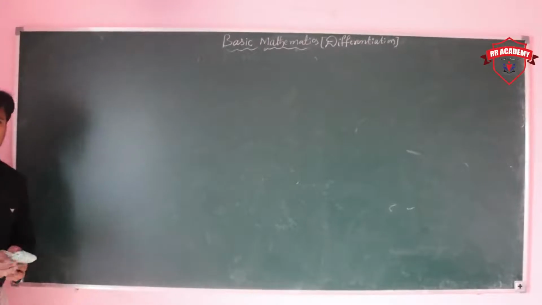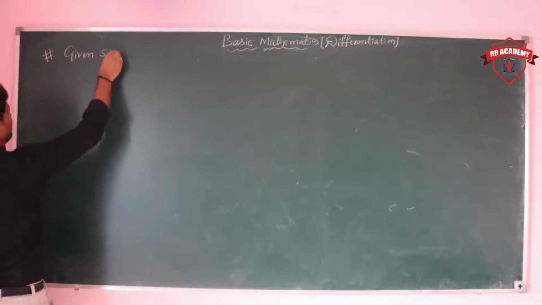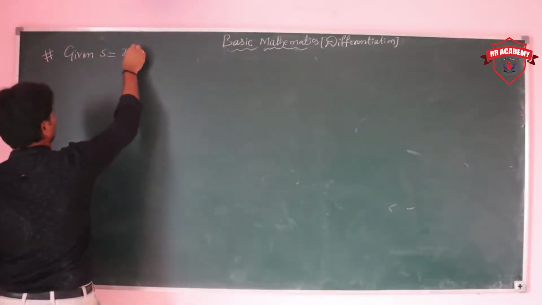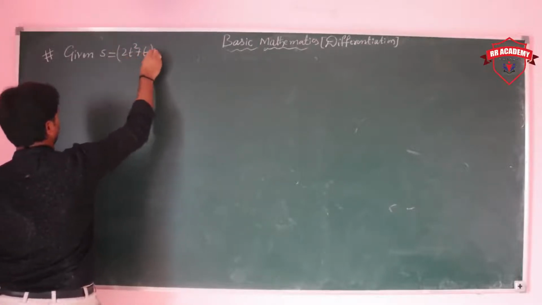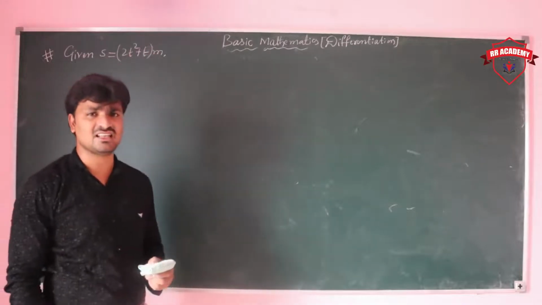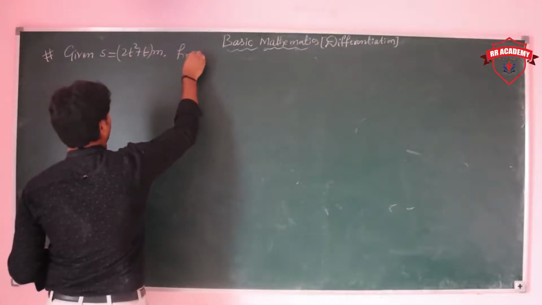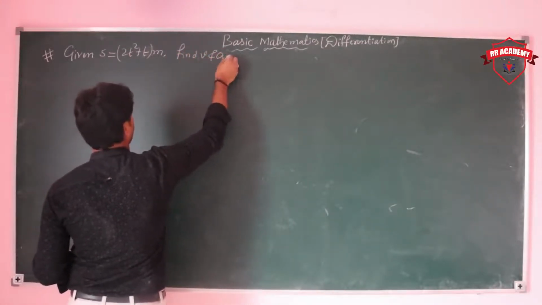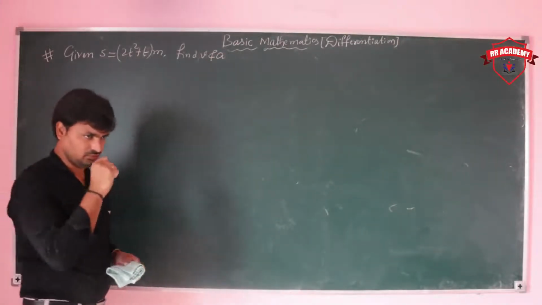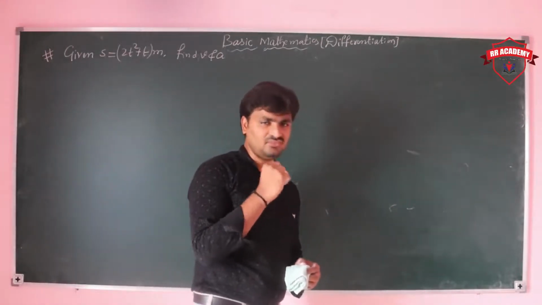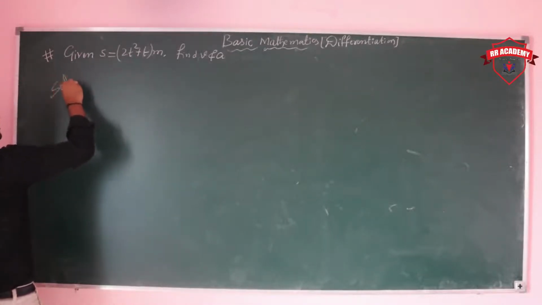So here I am giving a problem for the given displacement. The given displacement s is equal to 2t square plus t meters, where t is time. Then find the velocity and acceleration of the particle.